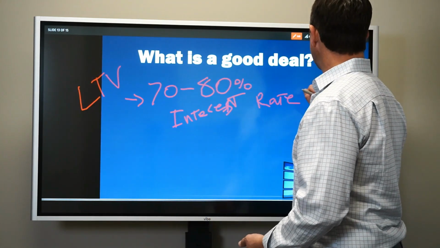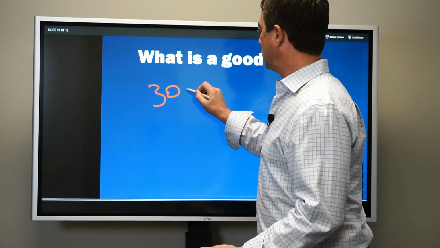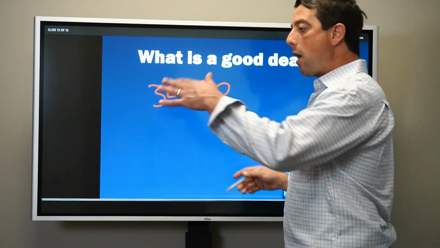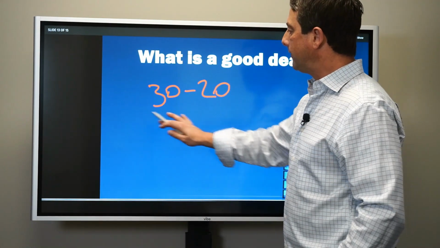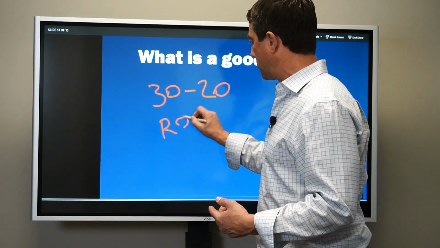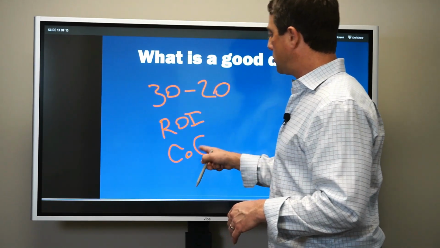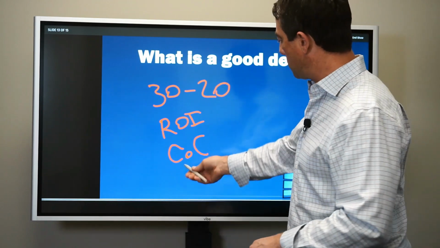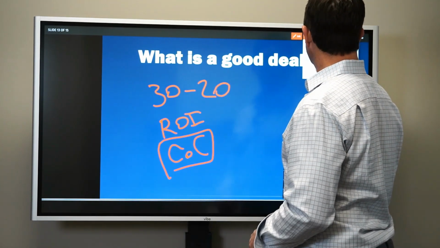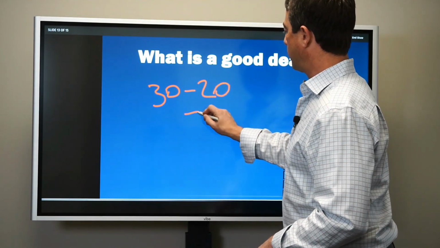The rest of the deal, let's say 20 to 30%, is the down payment. The cost of this capital is going to be either your return on investment or the cash on cash to our investors, either one. And it's always going to be cash on cash. Cash on cash equals the return on investment. That's what I should say.